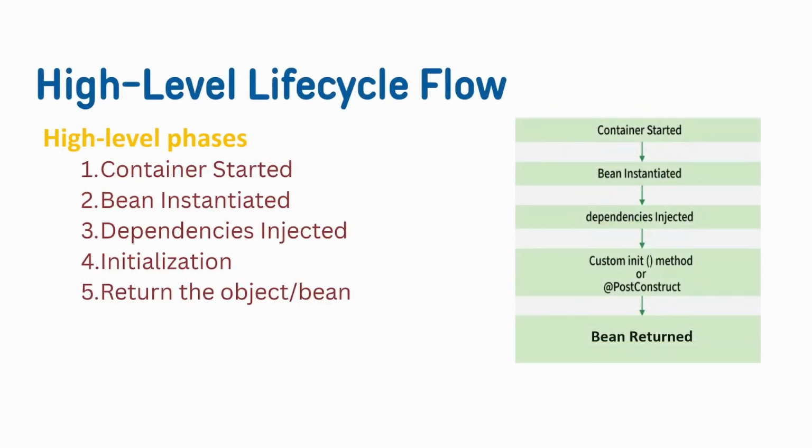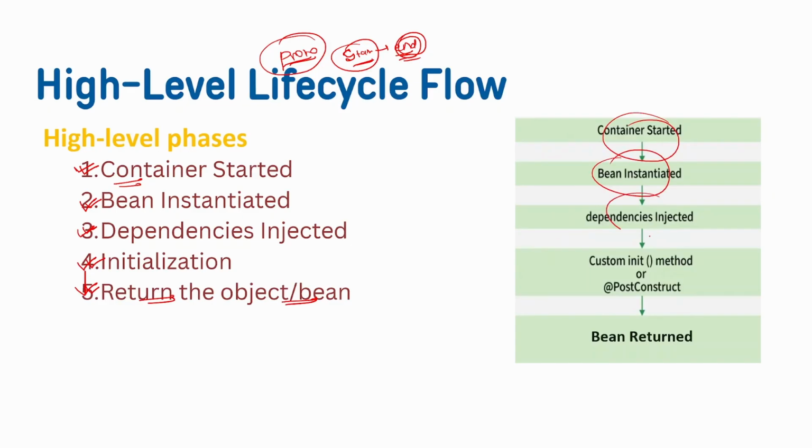So now let's see what the life cycle flow is for prototype scope beans. What does life cycle mean? Life cycle means the complete journey of the bean from the start to the end, from creation to destruction, the whole flow. It basically has 5 phases. First, the container is started. Second, the bean instantiation. Third, dependency injection. Fourth, initialization. And fifth, return the object or the bean. Let's see each phase in detail.